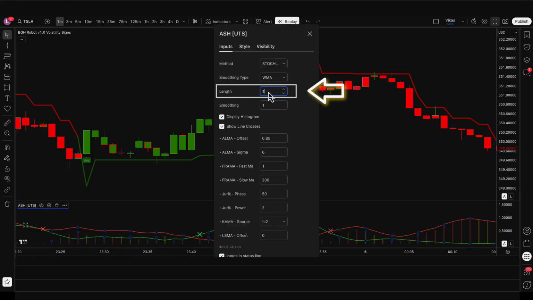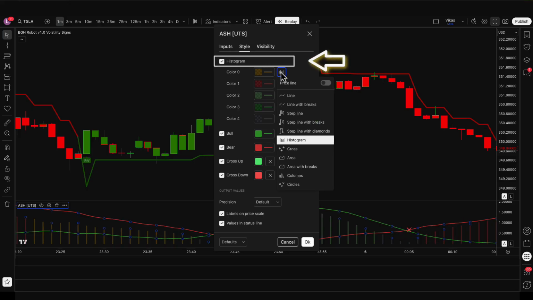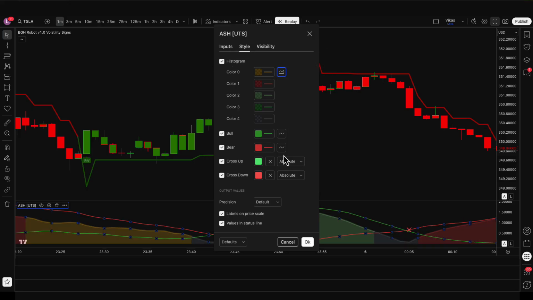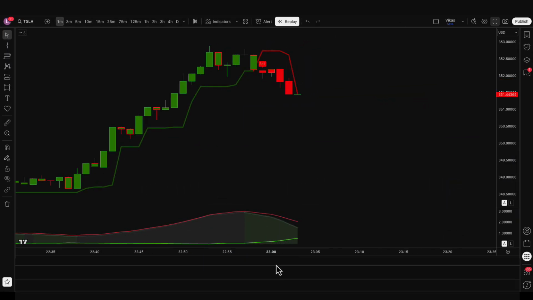We have to change this length option from 9 to 17. We have to change this histogram option from histogram to area. We need to hide these options. Now our setup is ready.